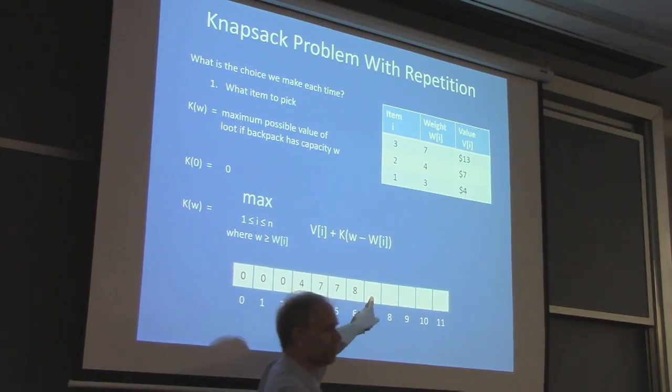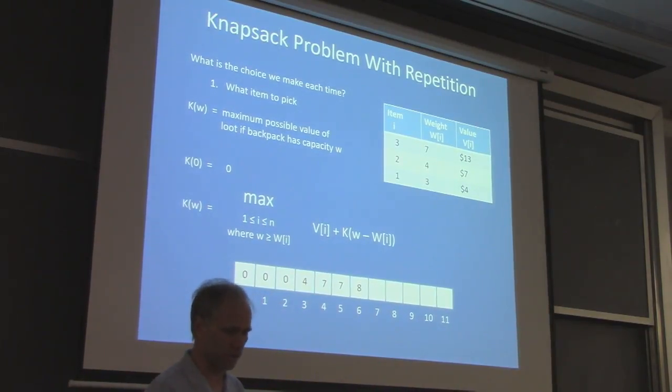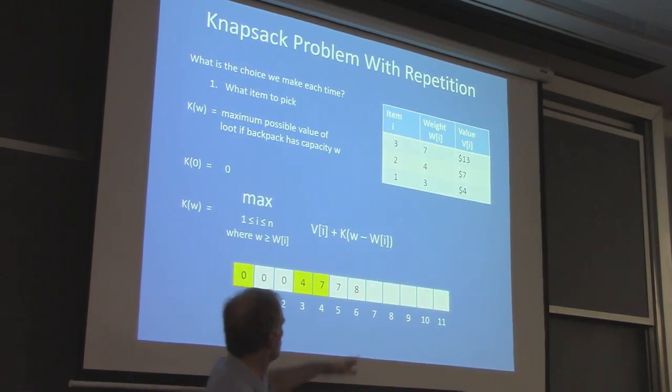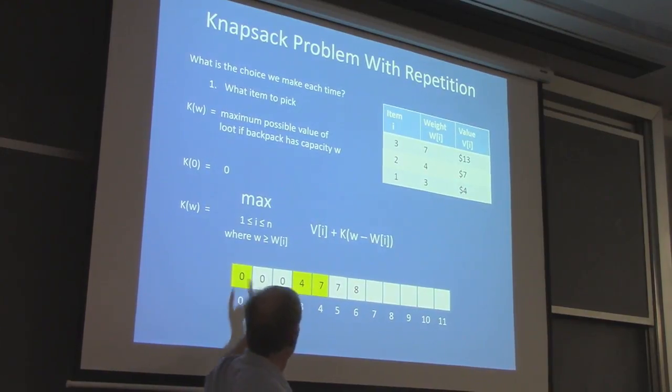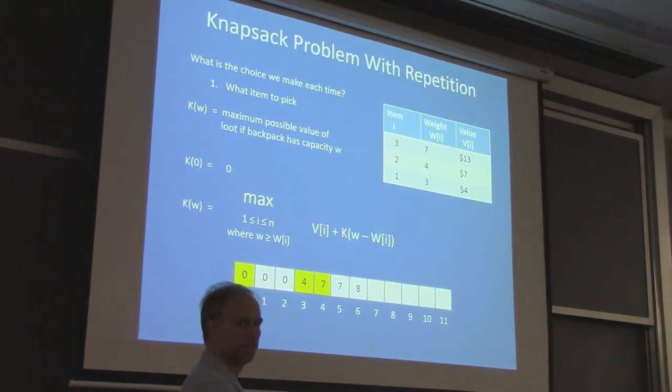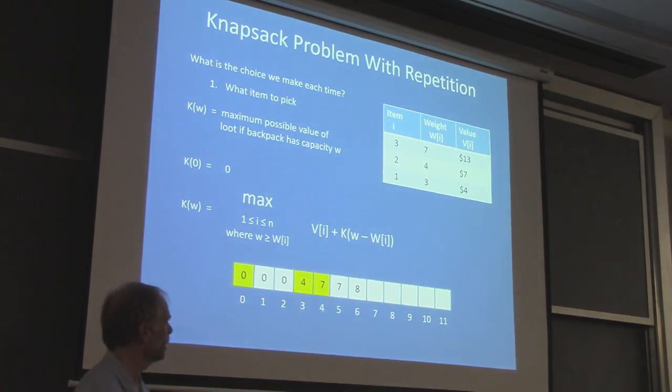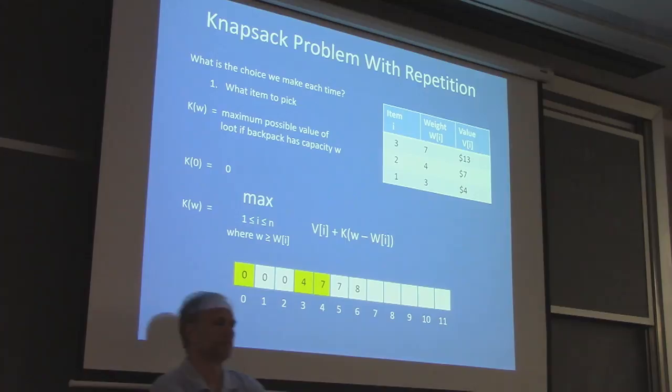Now we get to here. Now we can finally consider item 3. There's room for that. And so at this point we care about that, that, and that. Okay? So who could walk me through this? How do we decide what to write in square 7?